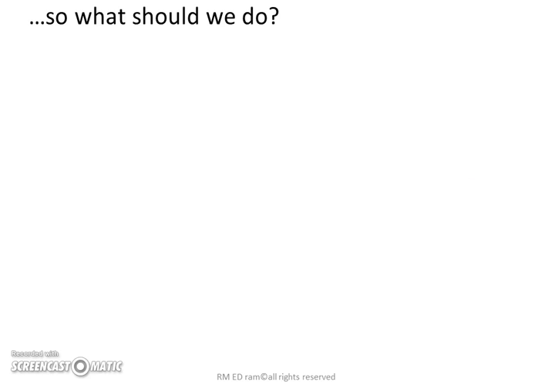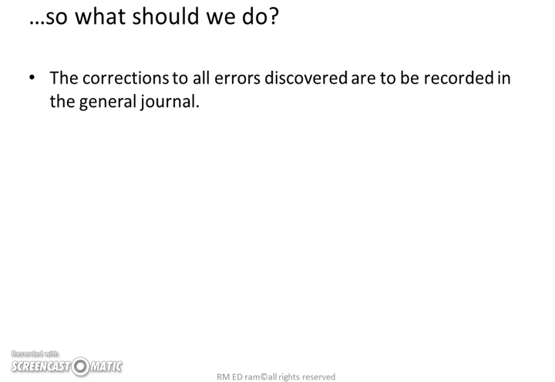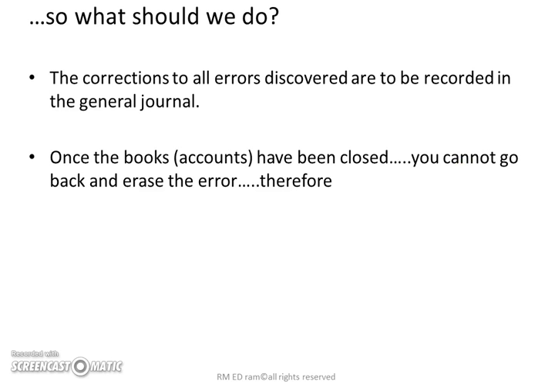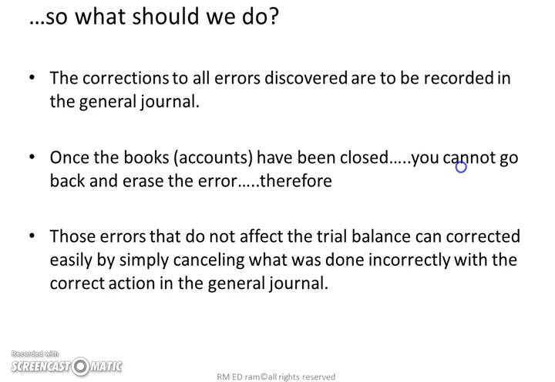So what should we do? Well, the correction of all errors that you've discovered should be recorded in your general journal first, before you make the changes on the accounts. Because once the books of accounts have been closed, you can't go back and take an eraser and take out the stuff and put in the right thing. You have to use your journal.